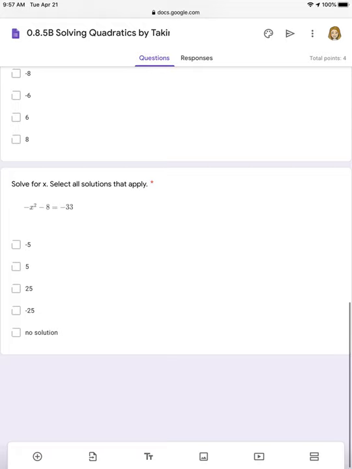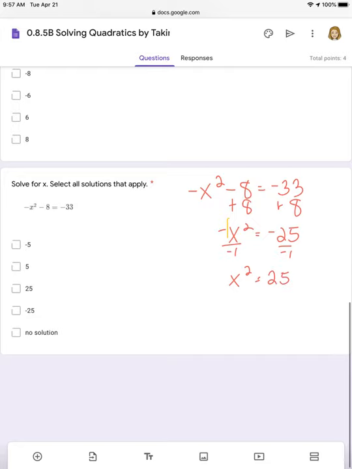So the last one is solve for x. We need to know what x will make this true. So we've got -x squared minus 8 equals -33. So I'm going to add 8. I get -x squared equals -25. So right there, I might think to myself, okay, if I take the square root, there isn't a number that I can multiply by itself to equal -25. But remember, if there's a negative sign, we have that invisible coefficient of -1. So we're going to get rid of that -1. We get x squared equals 25. And then when we take the square root of 25, we get 5 or -5.